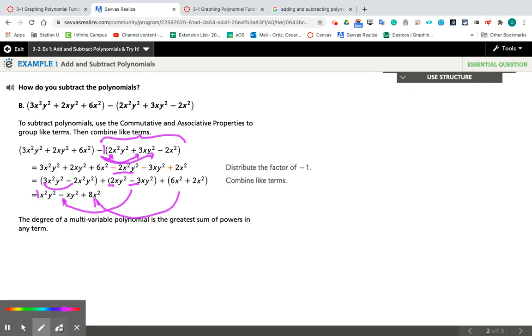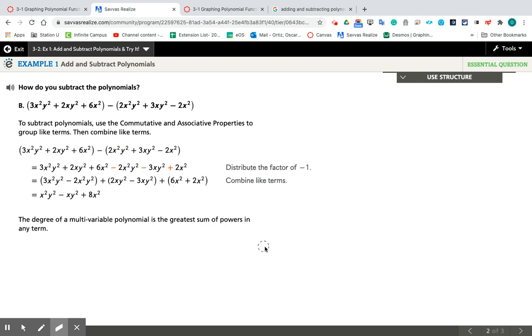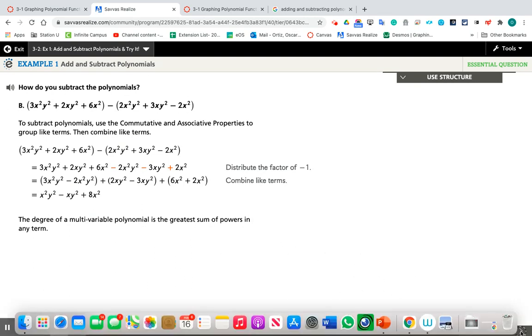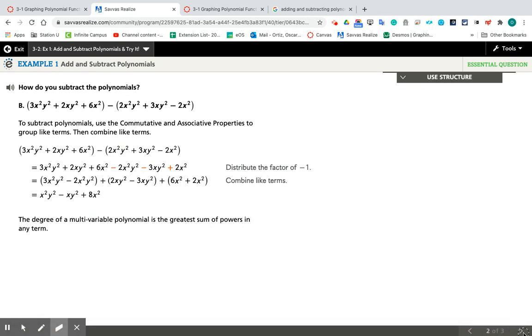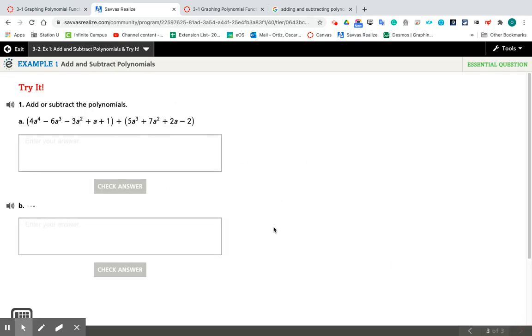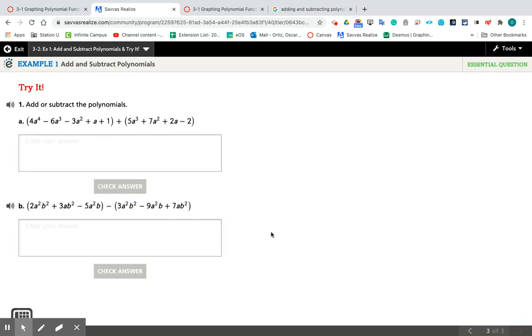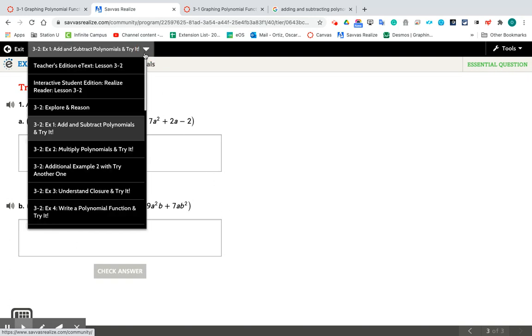So let's practice a little bit. If you want to practice, you can come here, and please try to do those two. Okay, so I will move on to the next example, which is about multiplication.